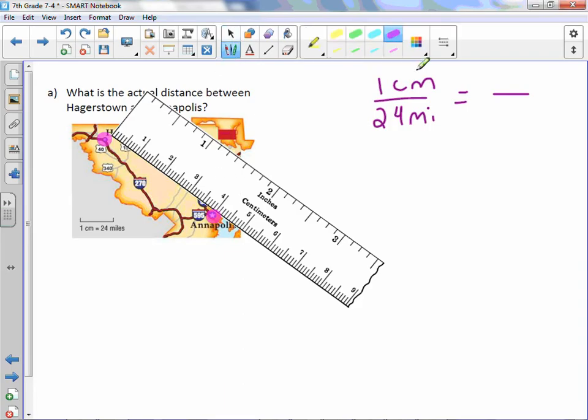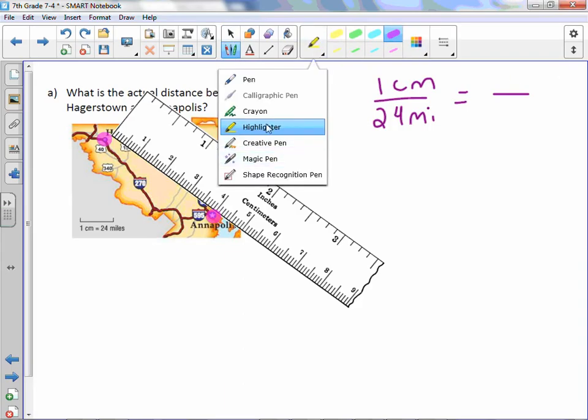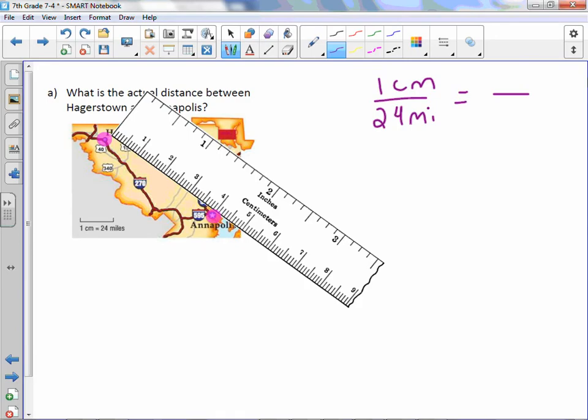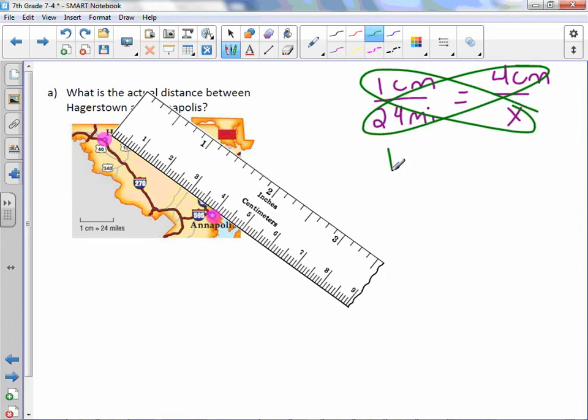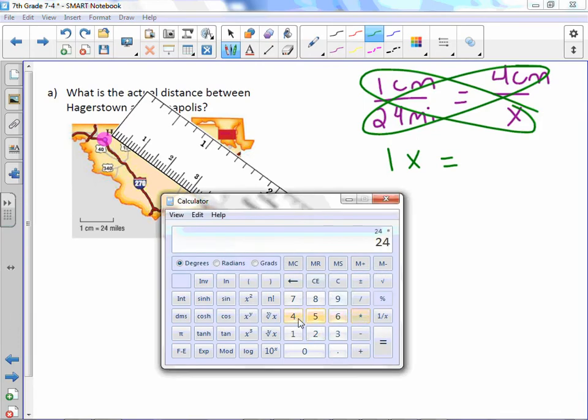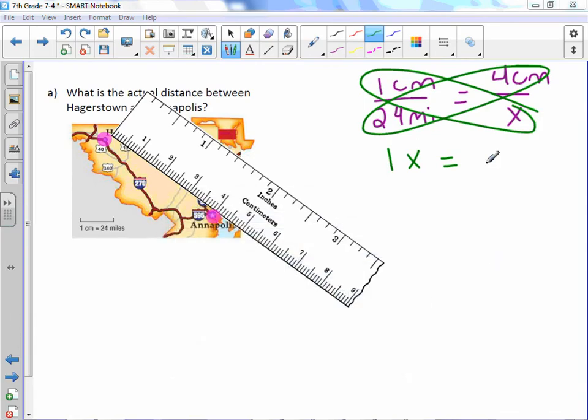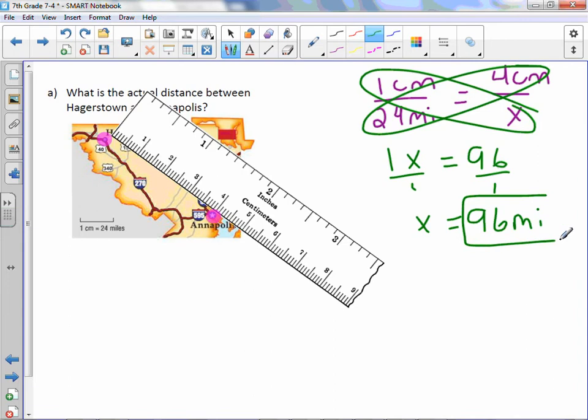Now the 4 centimeters would go on top to match the other centimeters on top, which means our unknown is in the denominator. From here, let's cross multiply. 1x equals 24 times 4, which is 96. Divide by 1. X equals 96, and the unit we're missing or need to find is miles. So the two towns are 96 miles apart.